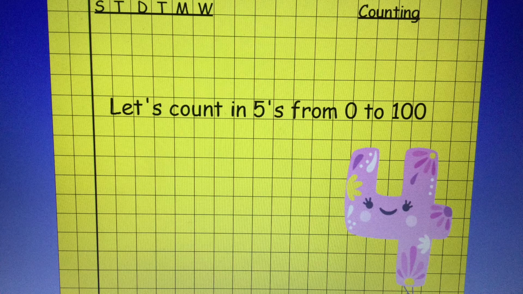Good morning, Year 3. We're going to start the day the maths way today, counting in fives from 0 to 100. Can you count along with me? Are you ready? 0, 5, 10, 15, 20, 25, 30, 35, 40, 45, 50, 55, 60, 65, 70, 75, 80, 85, 90, 95, 100.